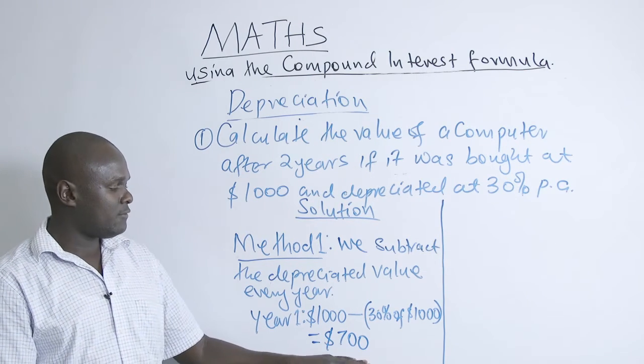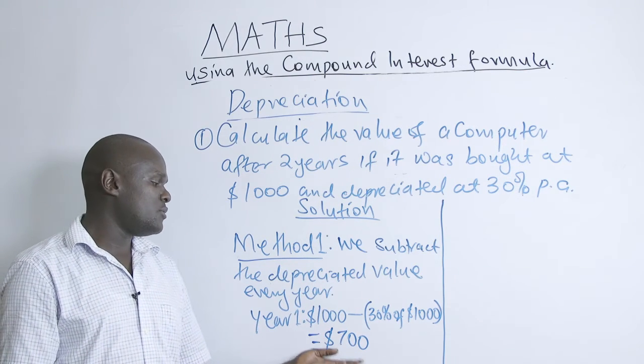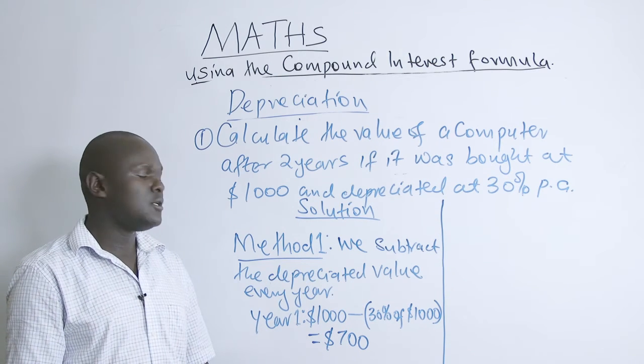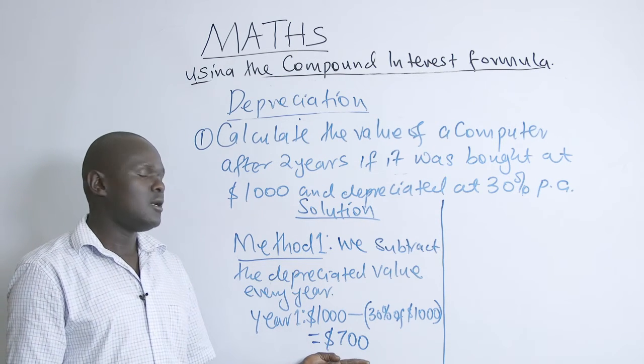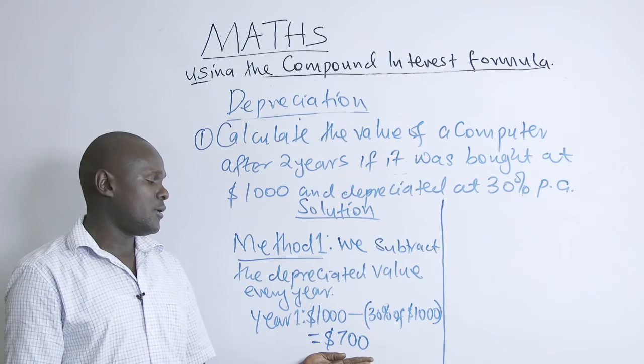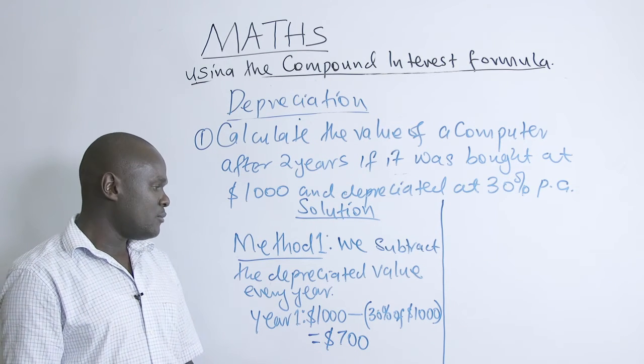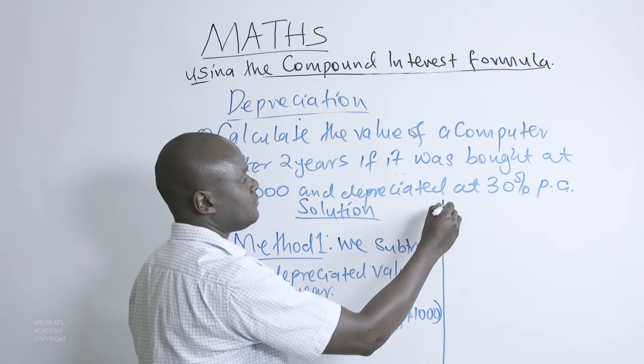What does this particular value mean? This value shows that at the end of the first year, the value of the computer has depreciated from $1,000 to $700. Then we move on to the second year.